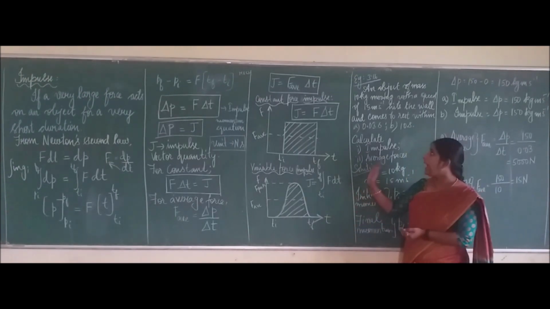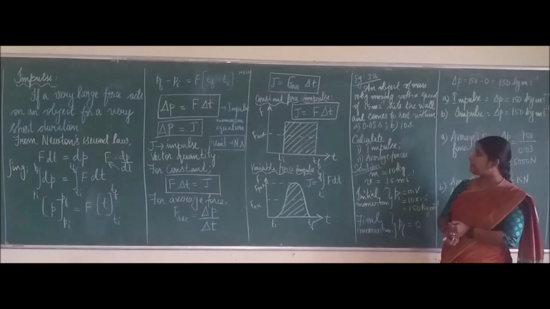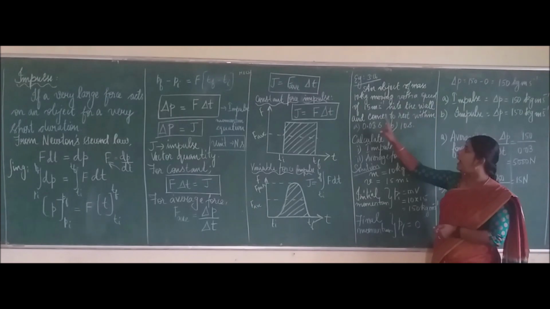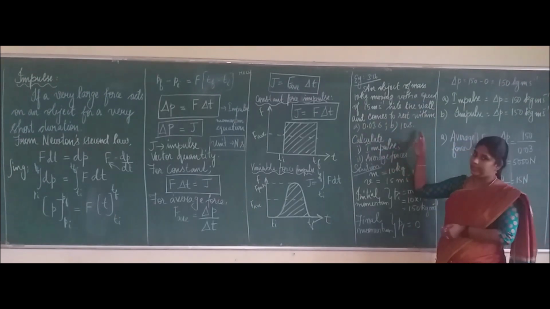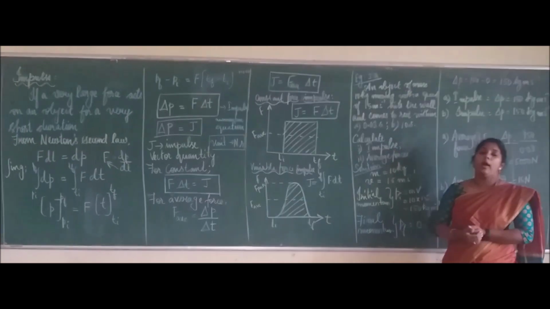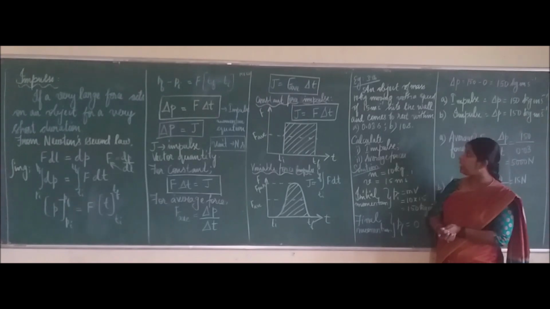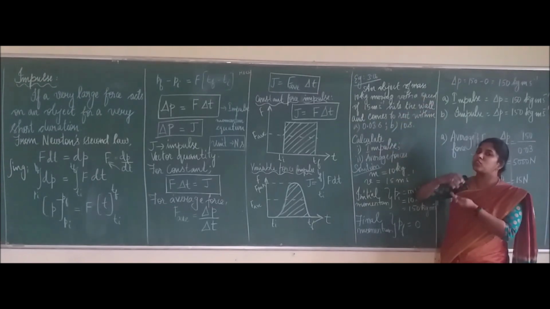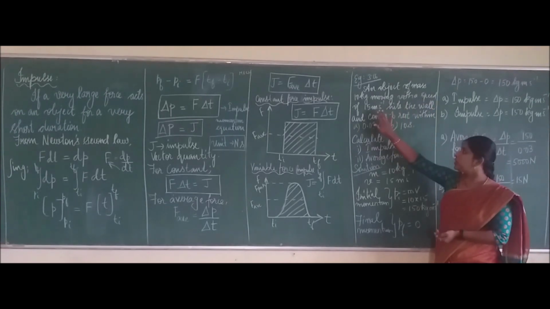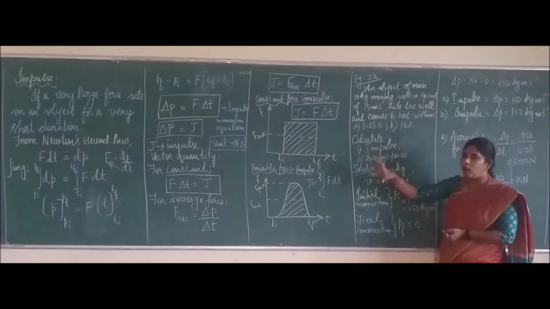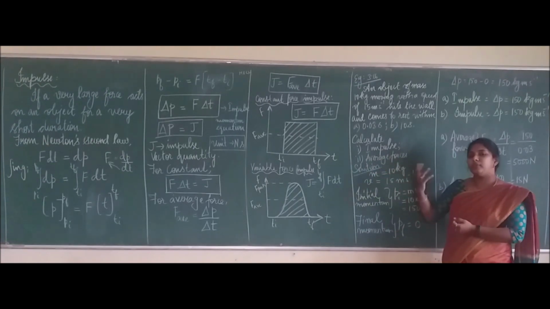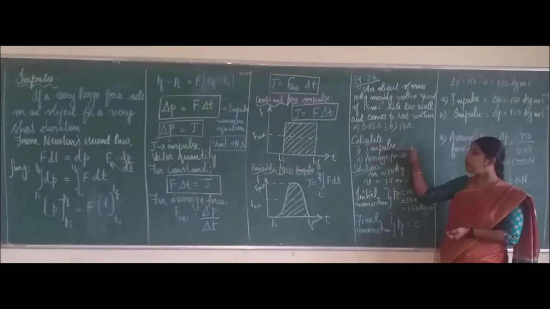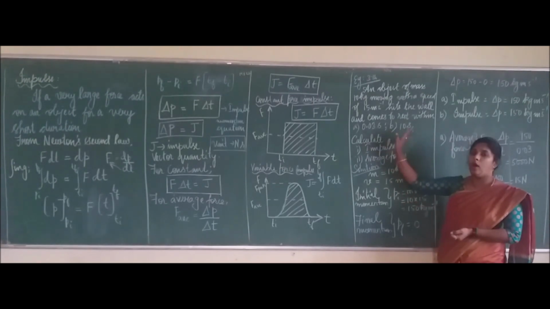Okay, so the next one is example 3.16. What is given in the problem? An object of mass 10 kg moving with a speed of 15 meter per second hits the wall and comes to rest within 0.03 second and 10 second. Calculate impulse and average force for both cases. So initially the object of 10 kg is moving with a velocity of 15 meter per second, and finally it hits the wall and comes to rest, in the time of 0.03 second and 10 second.